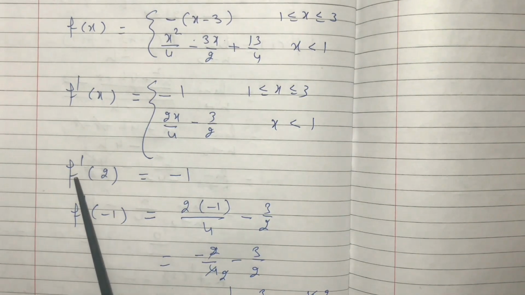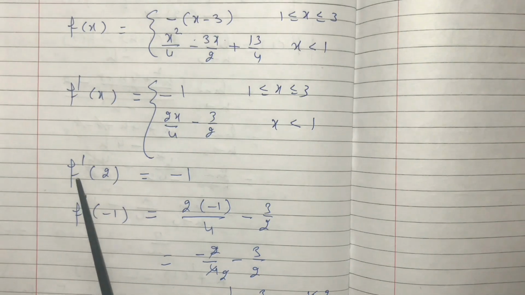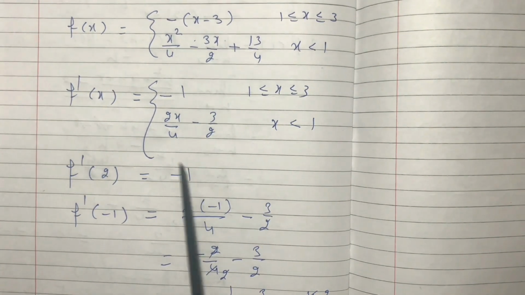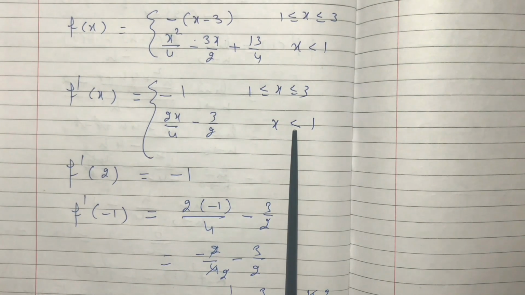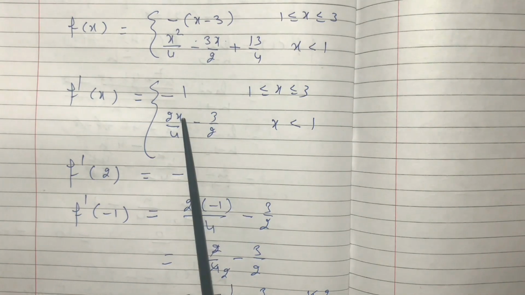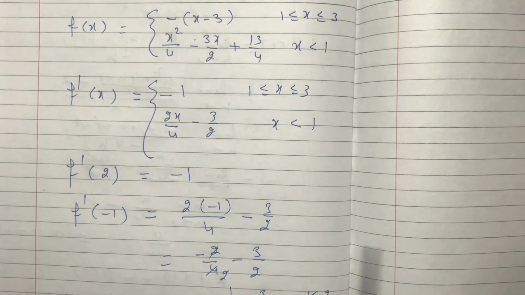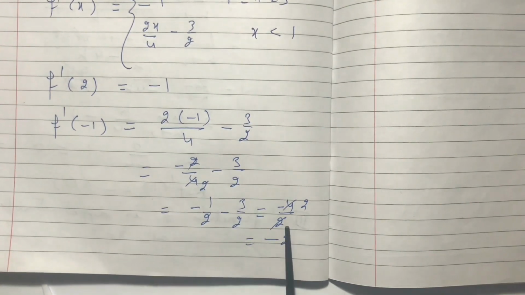Now you have to find f dash 2. So instead of x write 2, so f dash 2 is equal to minus 1. And f dash minus 1, so x is less than 1, minus 1 is less than 1, so you will take this function, write minus 1 instead of this x. So when you calculate it, it will come out to be minus 2. So that is the answer.